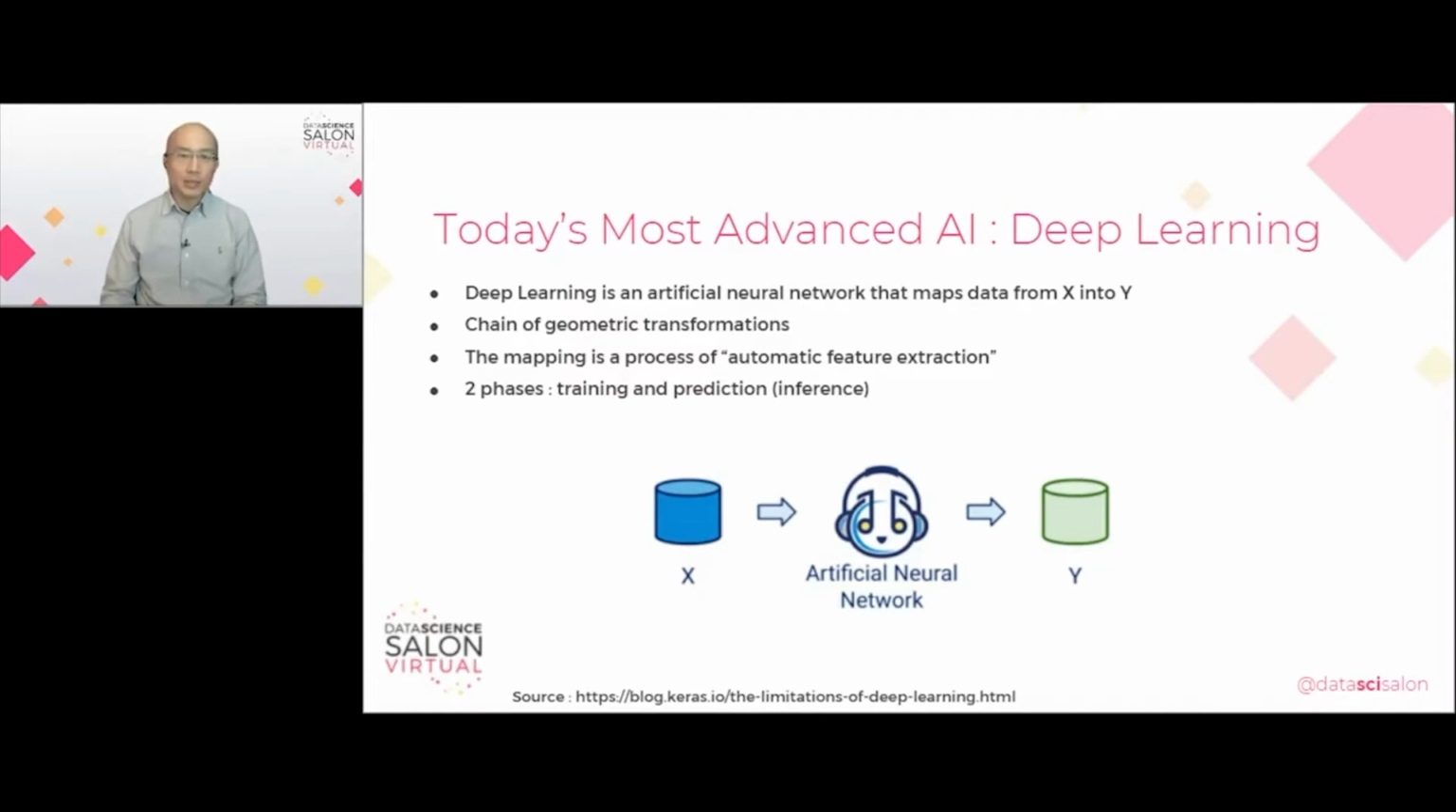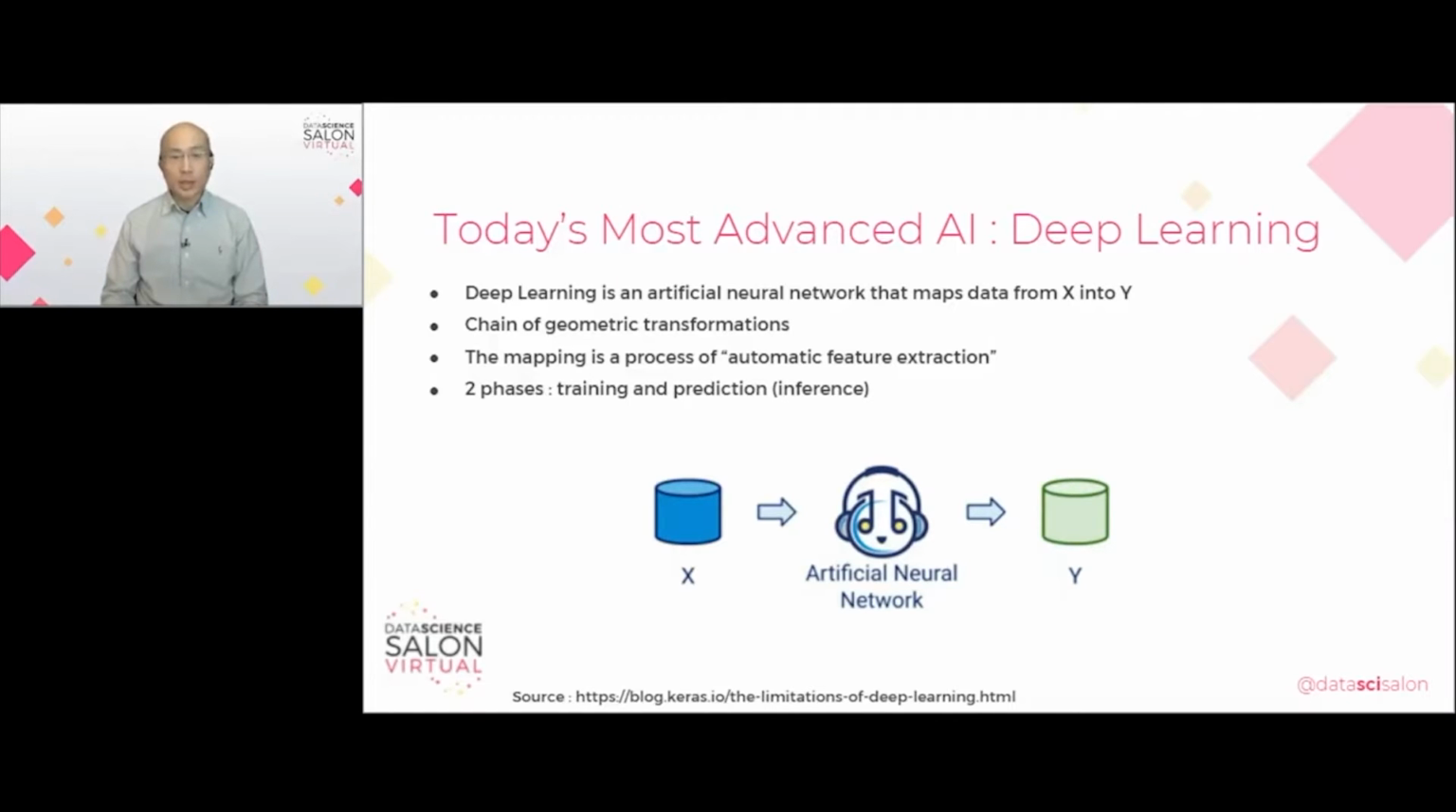This mapping is a process of automatic feature extraction. So during training, what the deep learning neural network would do is it would learn what are the relevant features of X that can be mapped into Y.